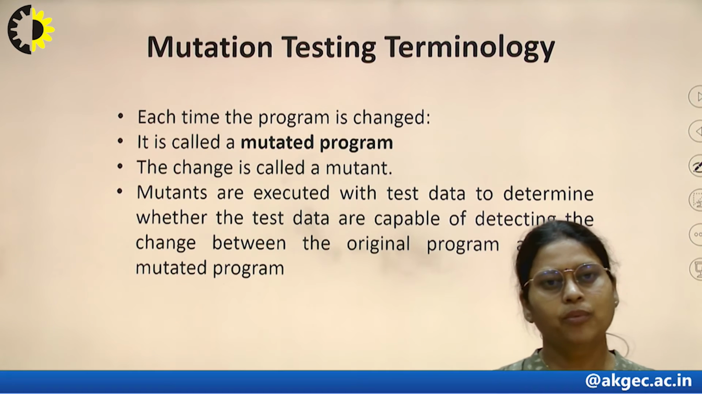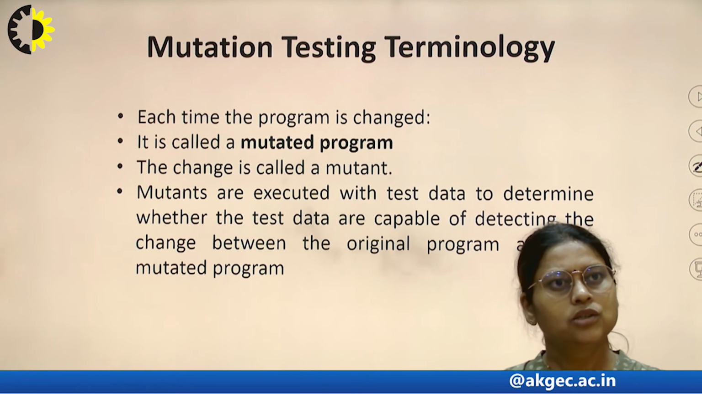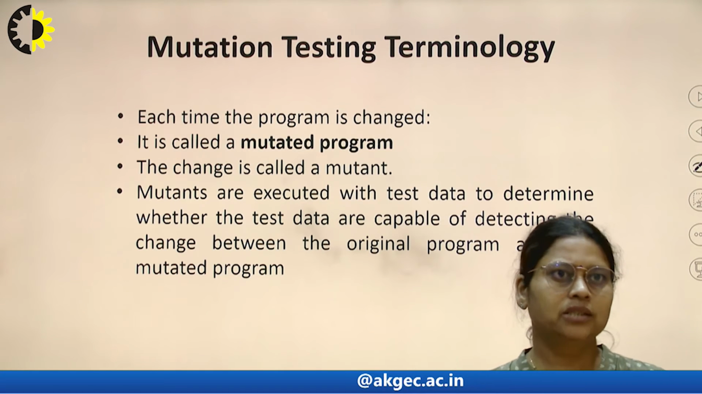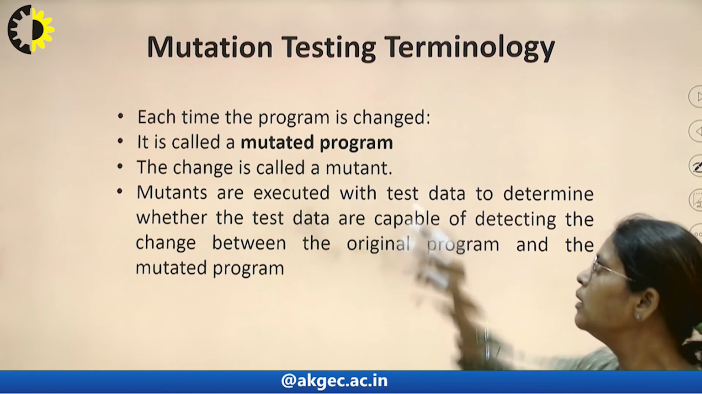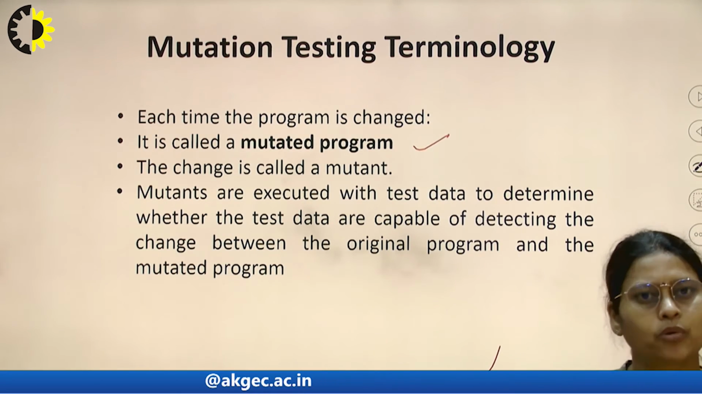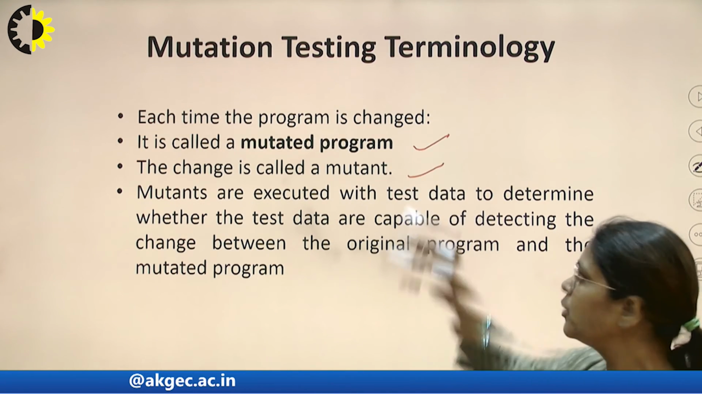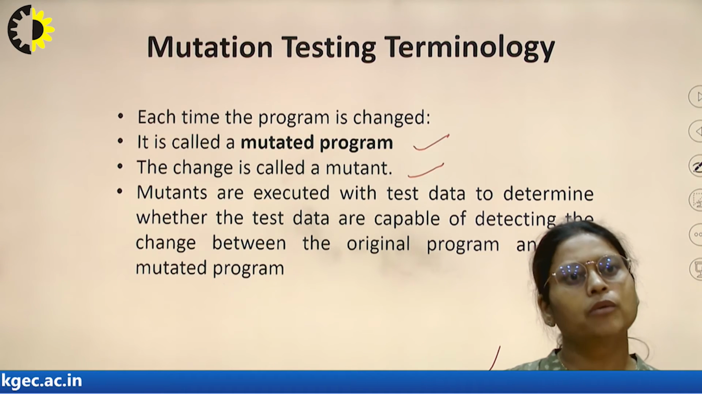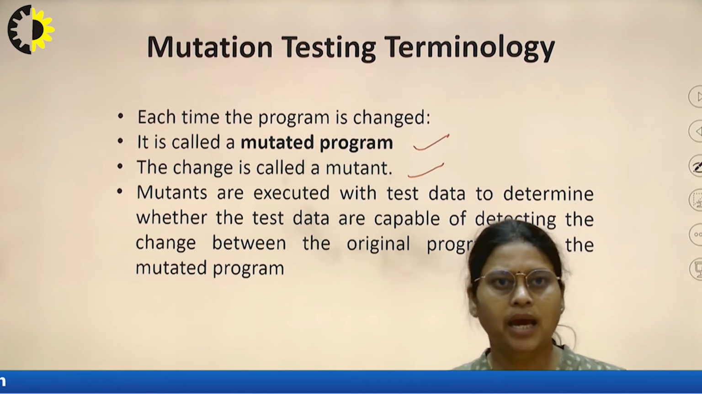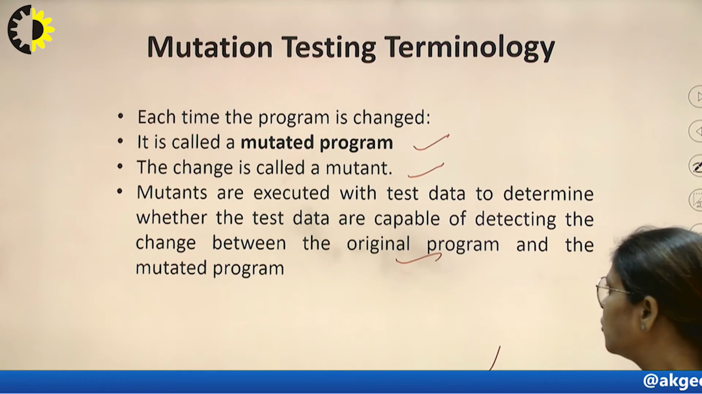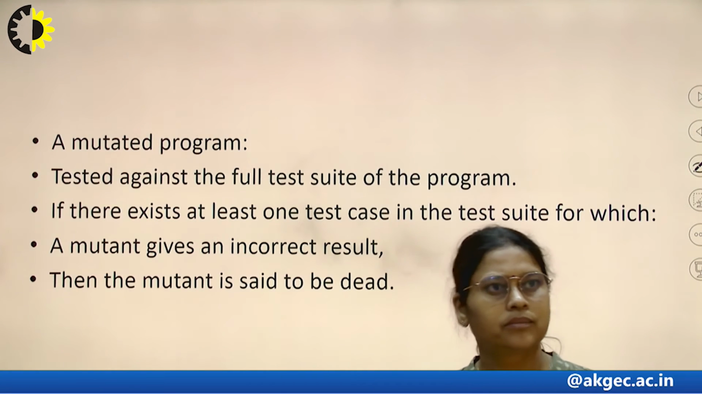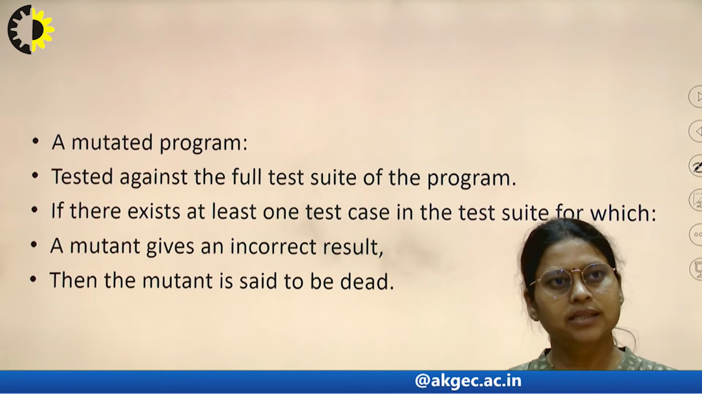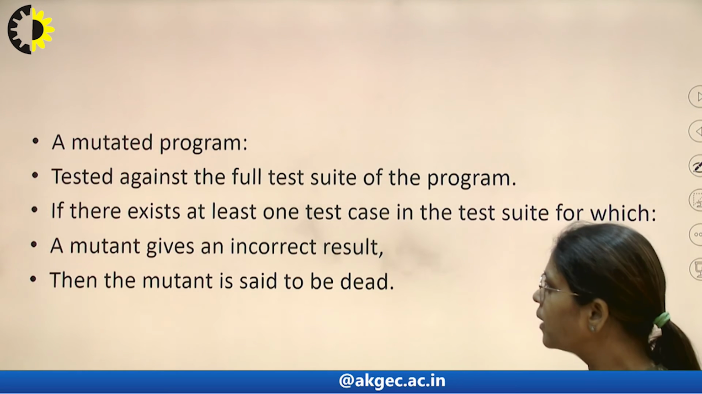So how can we perform this mutation testing? Every time the program is changed, that program is called a mutant program, a mutated program, and the changes are called mutations. Mutants are executed with some test data to determine whether the test data are capable of detecting the changes between the original program and the mutated program. So once we have a mutated program, we have to run the full test suite of the program.